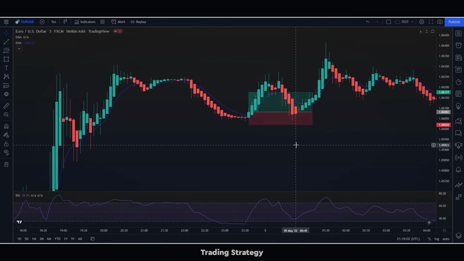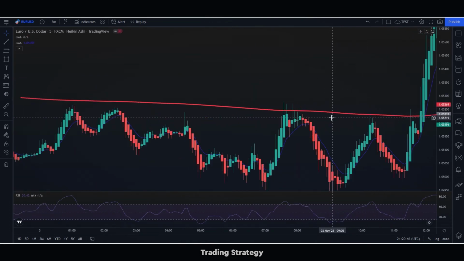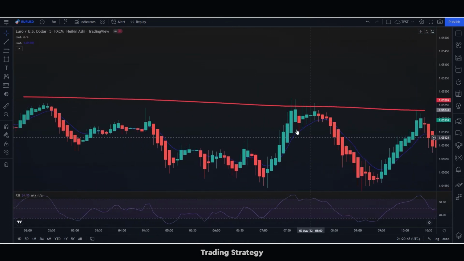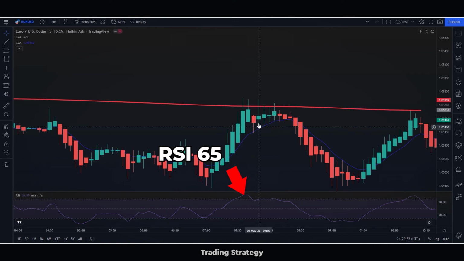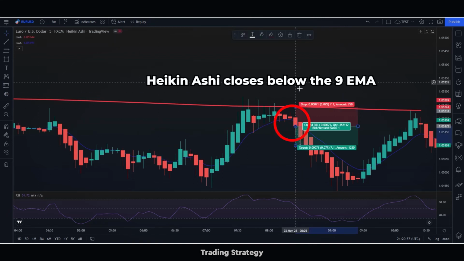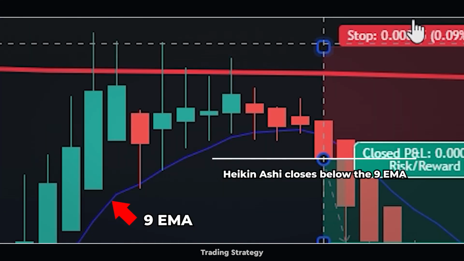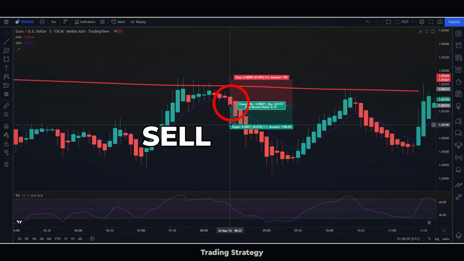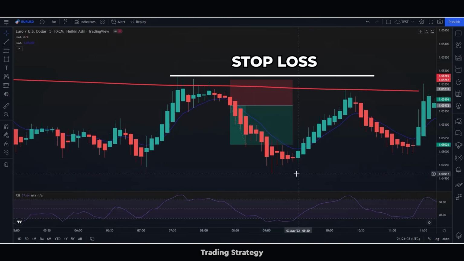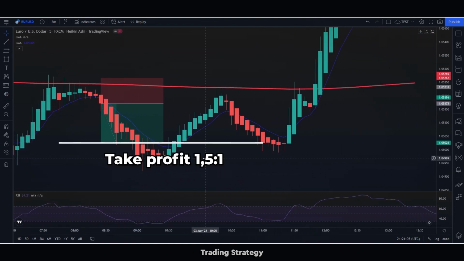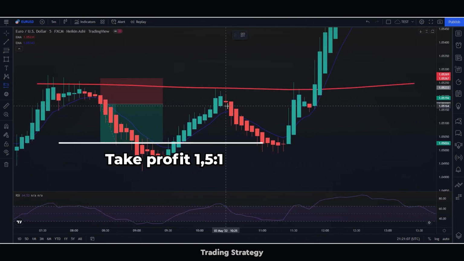Let's now see an example of a sell operation. First of all, we wait for the price to be below the 100 EMA. If it is, we will wait for the RSI to touch the 65 level. In case it touches it, we will watch for the Heikin Ashi candles to close below the EMA of 9. If they do and also the RSI did not exceed the level of 50, we will make the sell operation. We will put the stop loss at the last high and our take profit at a risk-benefit ratio of 1.5 to 1. That is, 1.5 times our stop loss.